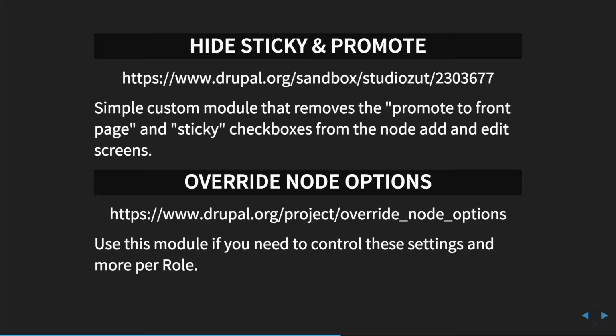We've never used that on any site. Well, it's confusing that it's in there. So by default, Drupal has promote to front page and sticky, which would put it on the top of an archive view. But 99% of Drupal websites don't use this functionality. This module does one thing, and it does it well. It just hides those things. There's another module called Override Node Options. If you need more granular control of hiding those things, by role, so hiding it from the author or the blogger role, you can go ahead and use that module.